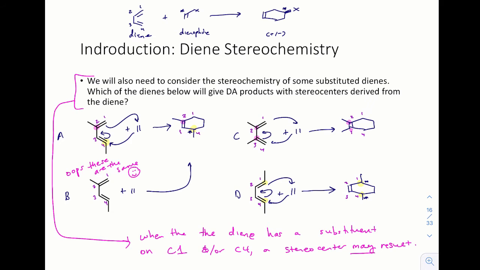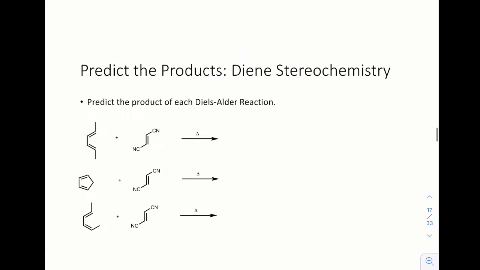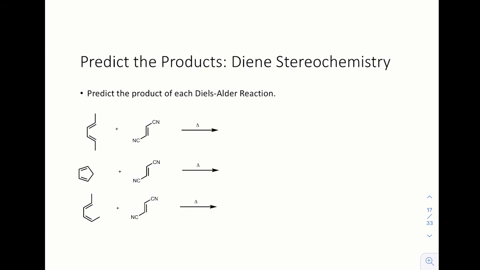Well, now that we know that stereocenters can result from the carbons that come from the diene, let's give it a shot predicting the products of each of these Diels-Alder reactions. And what you'll notice is that both the dienophile and the diene have substituents on the carbons making the new sigma bonds, so stereocenters may result. All right, predict.